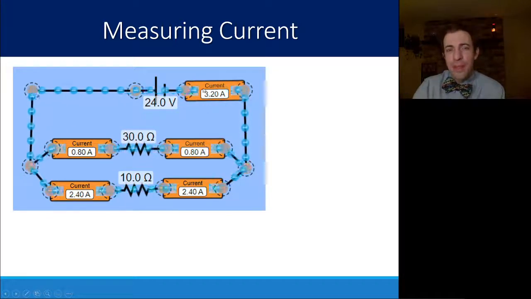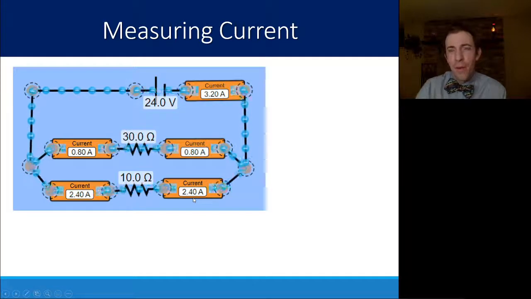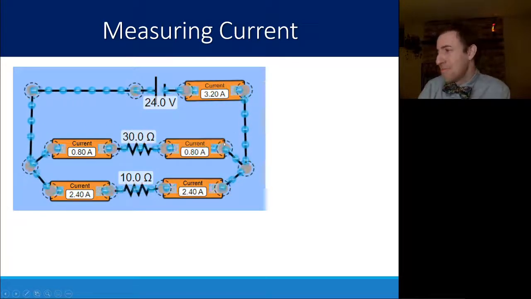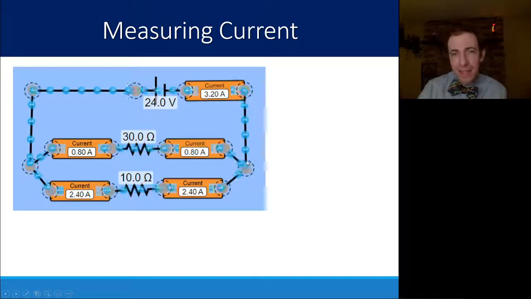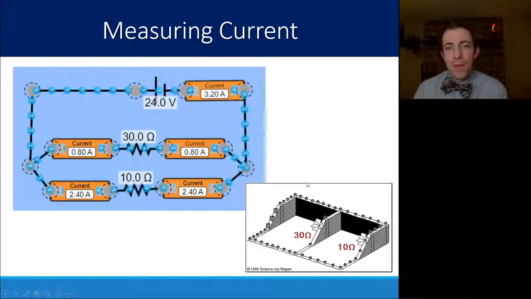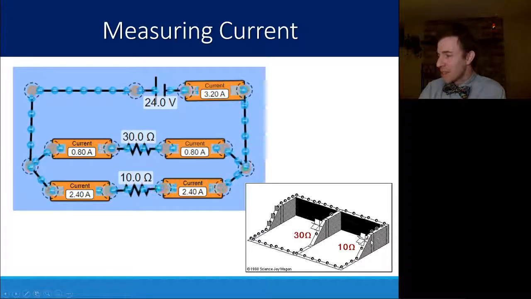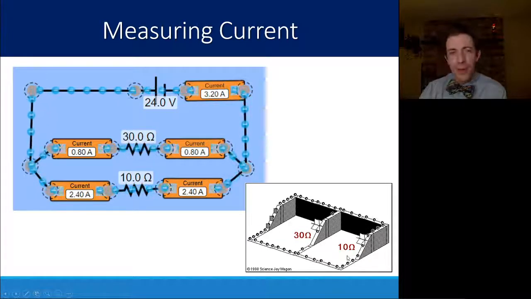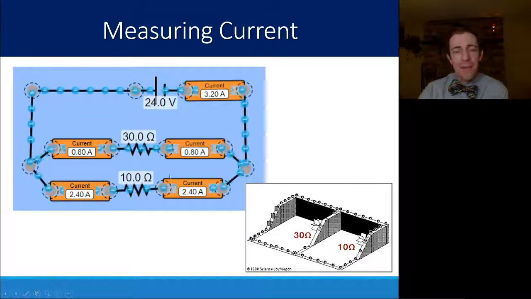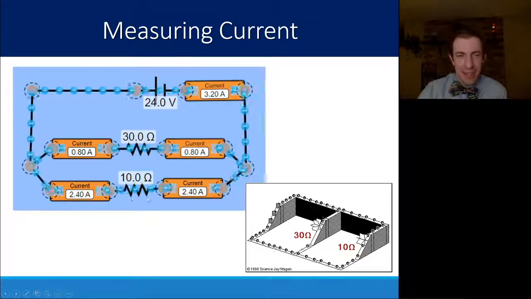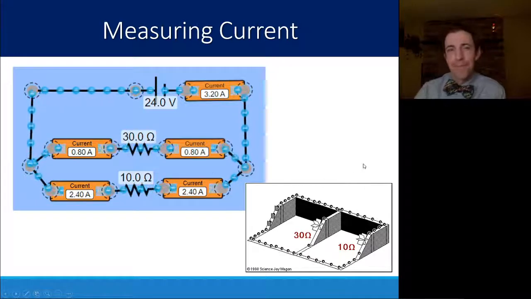So this 3.2 amps splits up into 0.8 and 2.4. We'll see later on these two add up to 3.2, and that makes sense because that's the current that came to that junction. The way we see this in this water flow model, you'll notice that the current, the number of charges per second going through the 10 ohm is higher than through the 30 ohm, which represents the higher current through the 10 ohm than the 30 ohm.